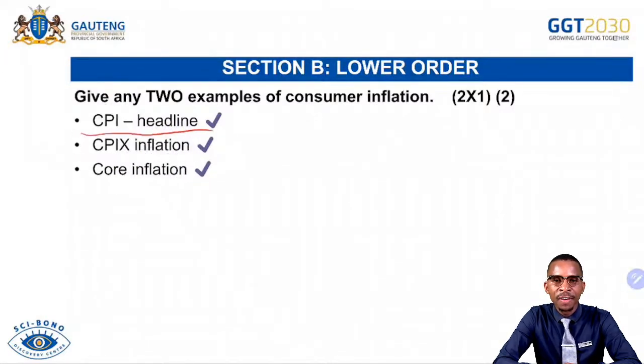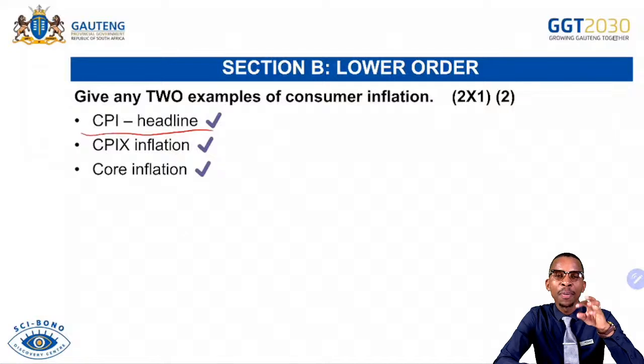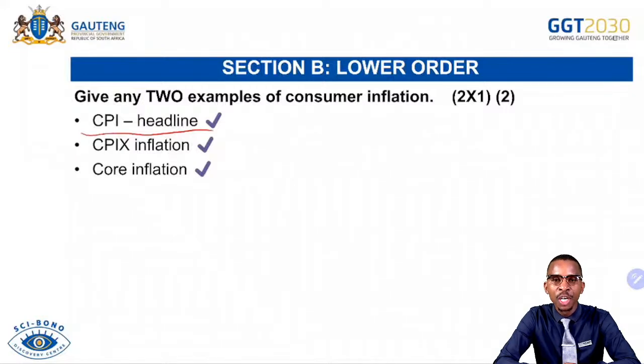And then core inflation. Core inflation is the inflation that excludes goods and services that have highly volatile prices. If we talk of volatile prices, we talk about prices that can increase and decrease anytime, so they don't just remain constant. For instance, we talk about the price of red meat, the price of fuel. They increase anytime. So they're excluded if we deal with core inflation, meaning the core inflation is being adjusted.